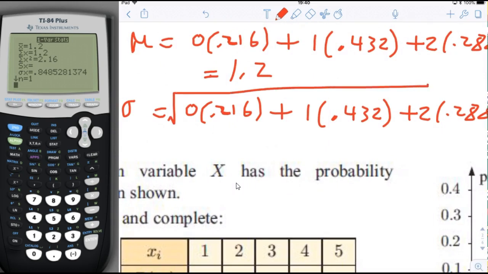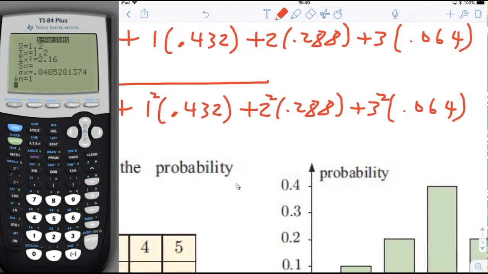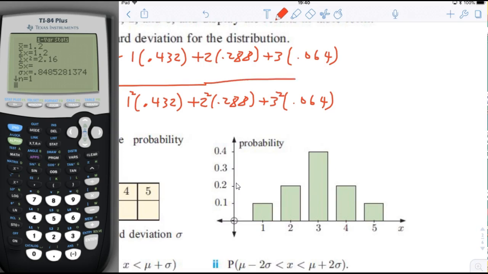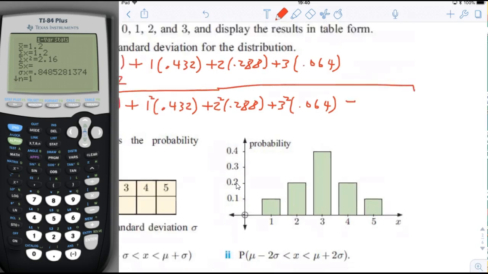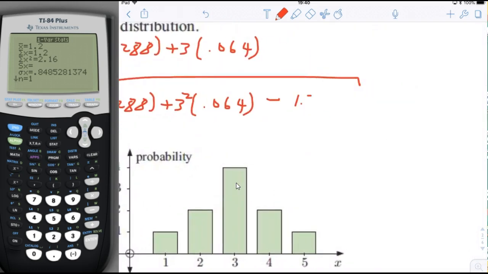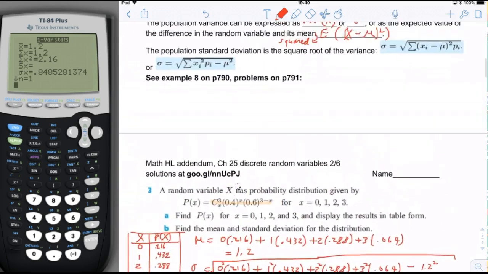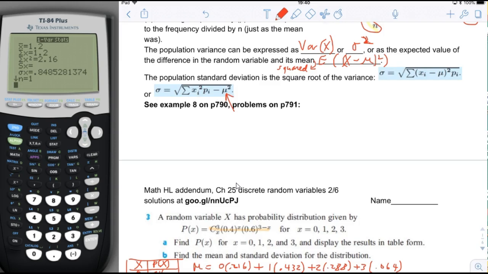Then instead of 0, I'm going to put 0 squared. Instead of 1, I'm going to put 1 squared. Instead of 2, 2 squared. Instead of 3, 3 squared. And then, at the very end, I'm going to subtract mu, 1.2, squared. So that is this formula here, right? I put the 1.2 squared there, I subtracted it, and then I added up all the 0 squared, 1 squared, 2 squared with the weighted probability there, and then I put the square root over the whole thing.